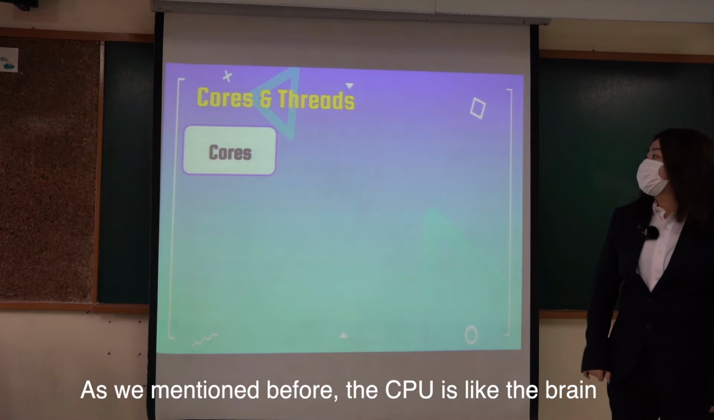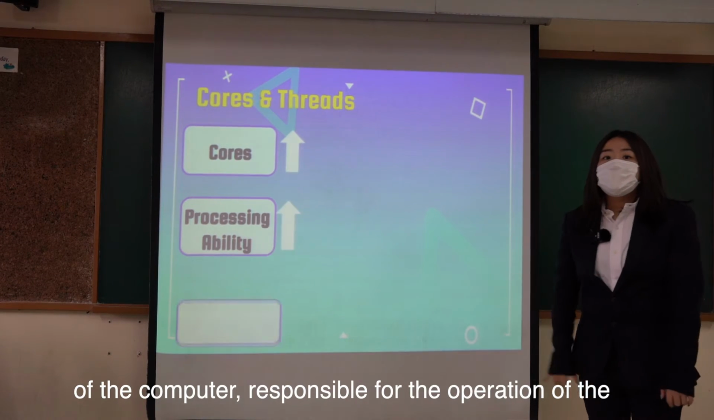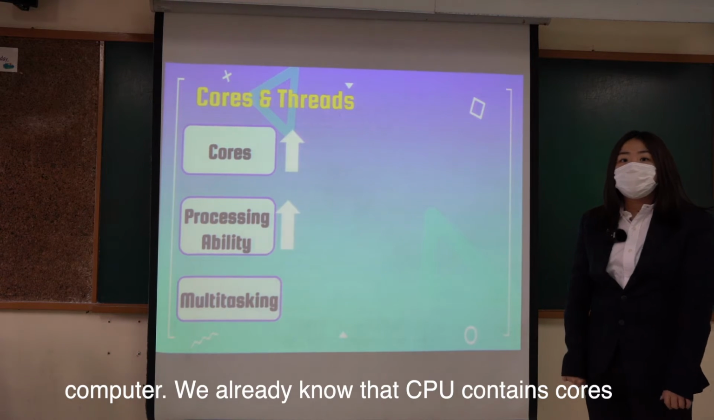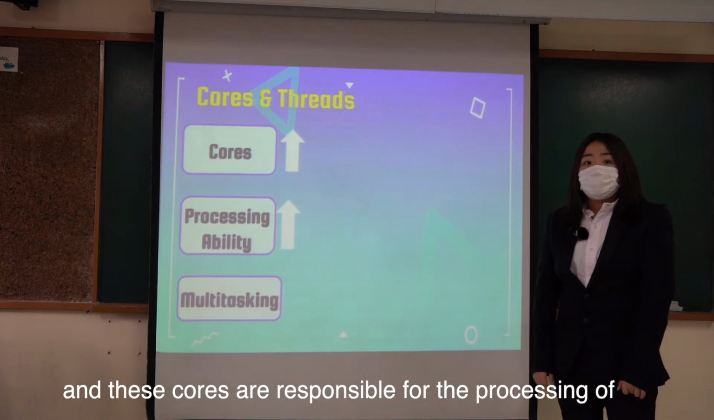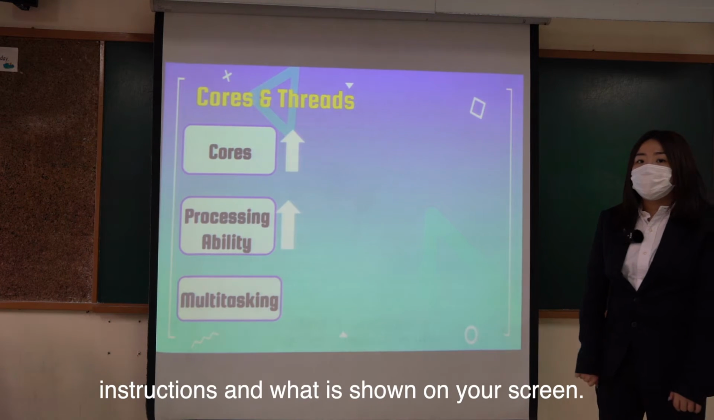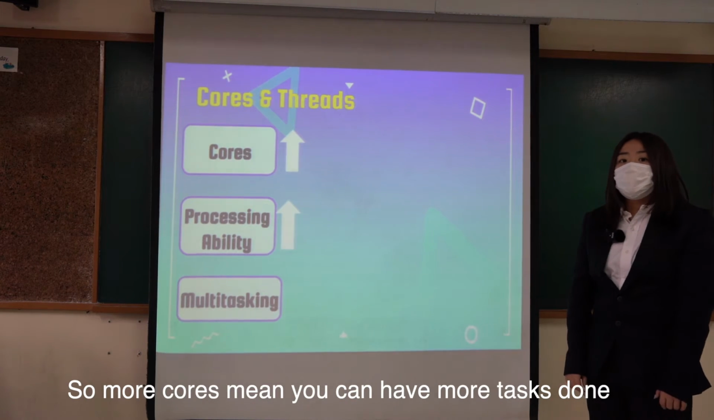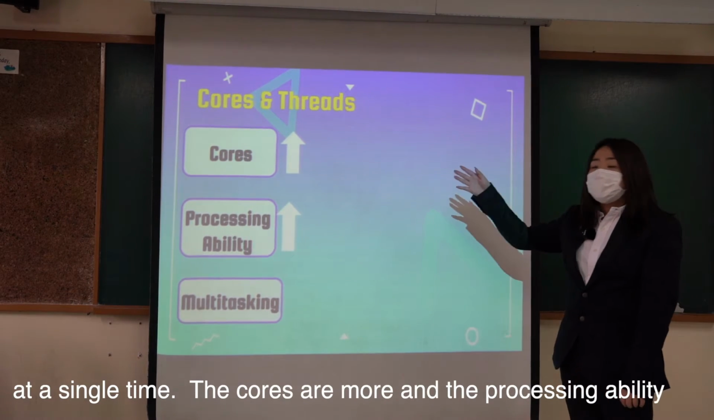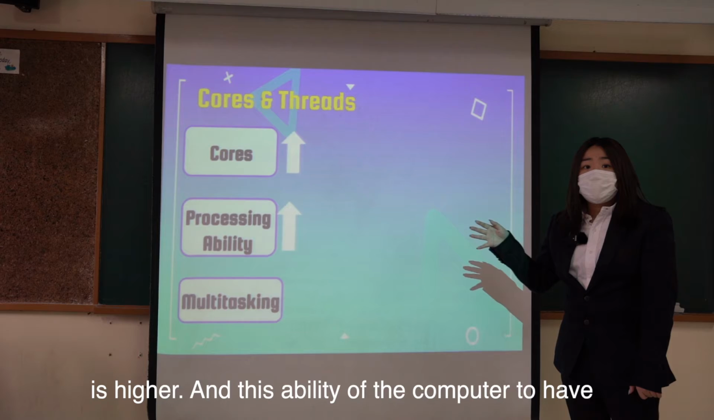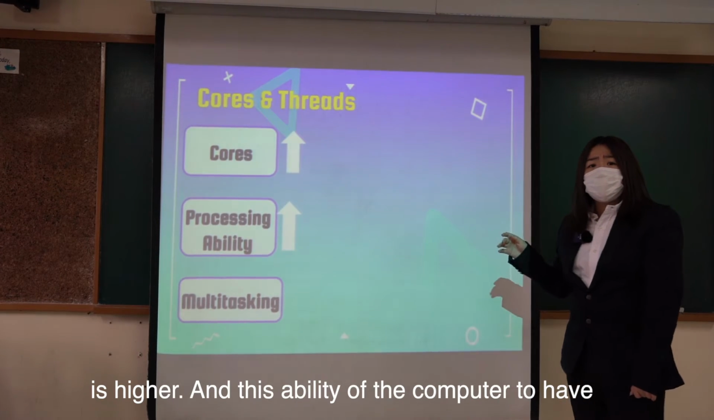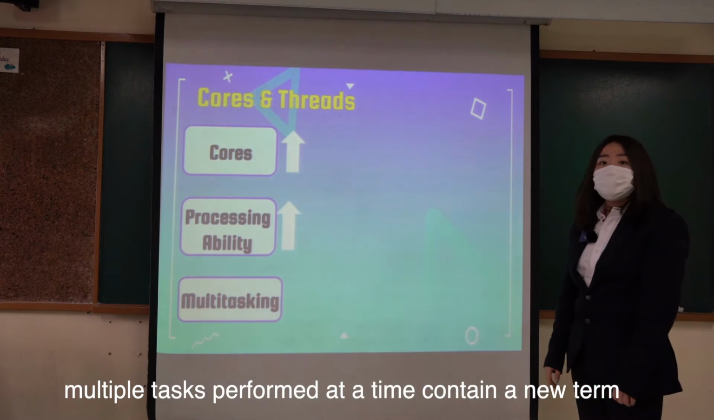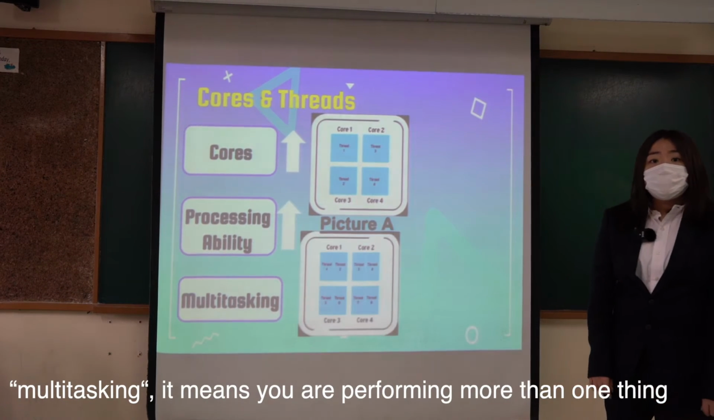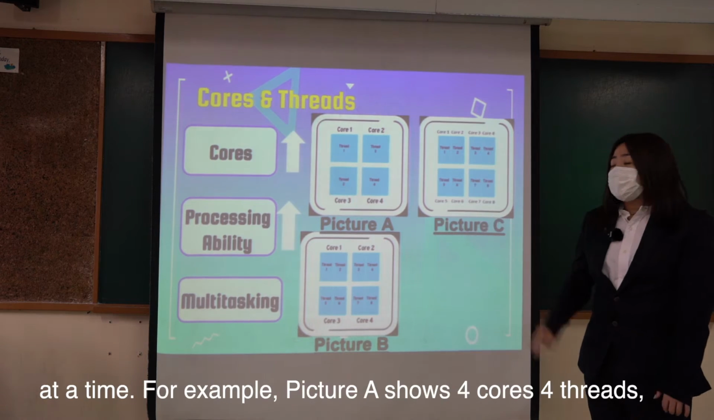As we mentioned before, the CPU is like the brain of the computer, responsible for the operation of the computer. We already know that the CPU contains cores, and these cores are responsible for processing the instructions and what is shown on your screen. So, more cores means you can have more tasks done at a single time. The more cores, the higher the processing ability. This ability to have multiple tasks performed at a time is called multitasking. It means you are performing more than one thing at a time.